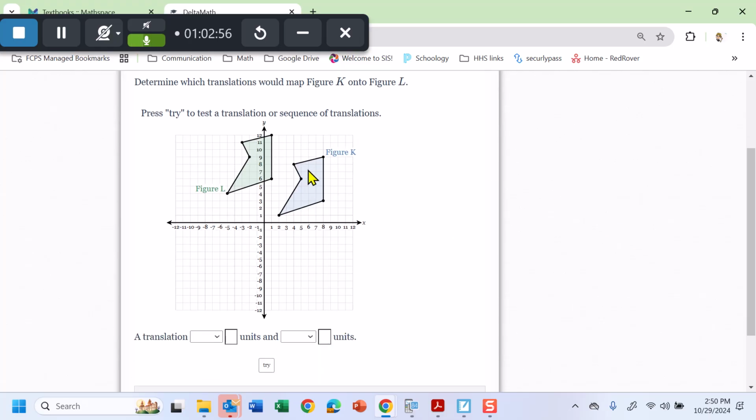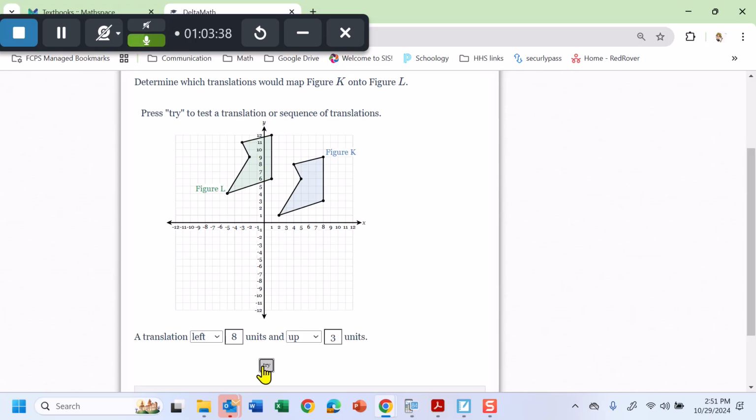So figure K, so we can say a translation, if I want to go from K to L, I'm going to go left, how many units? I think 8 units, does that sound right to you? Did you count 8 or is it just me? So K to L has got to go left 8. And it's got to go up, how many? 1, 2, 3. Did we buy 3 units? 1, 2, 3.